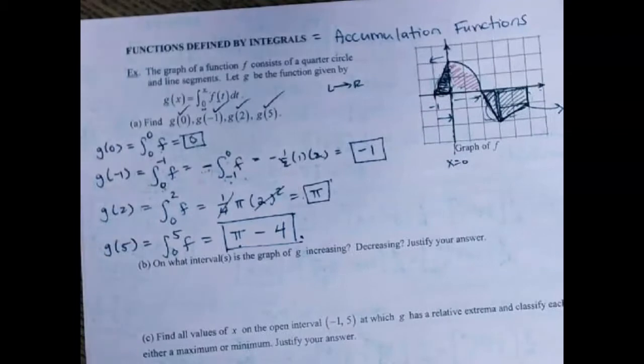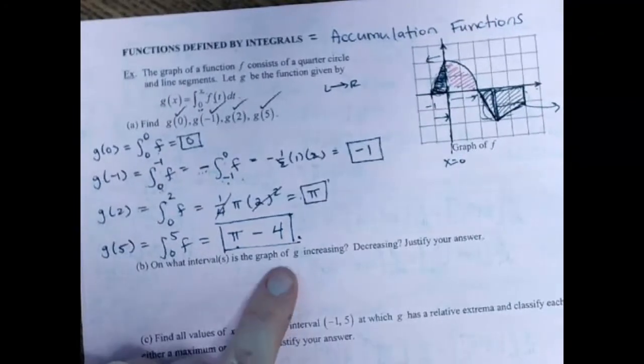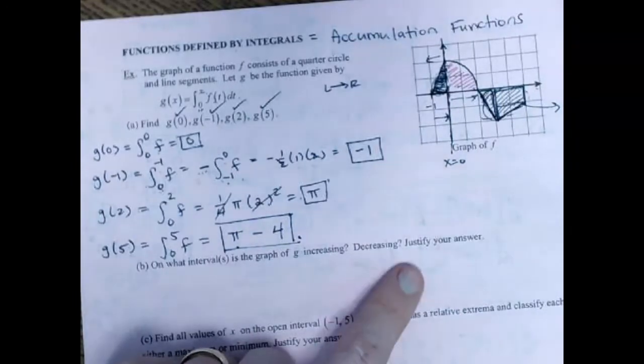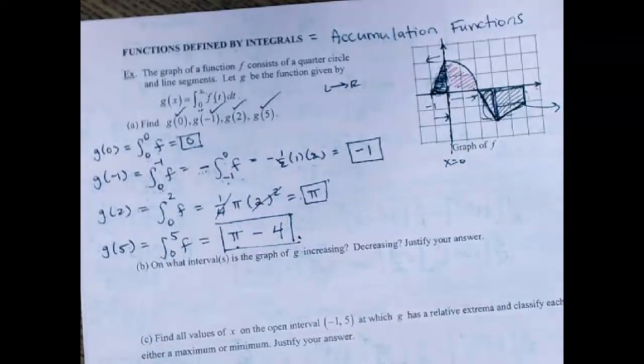It says where or on what intervals is the graph of g increasing? Where is it decreasing? And of course, we're going to justify our answers, right? We're always going to justify our answers, always, right?